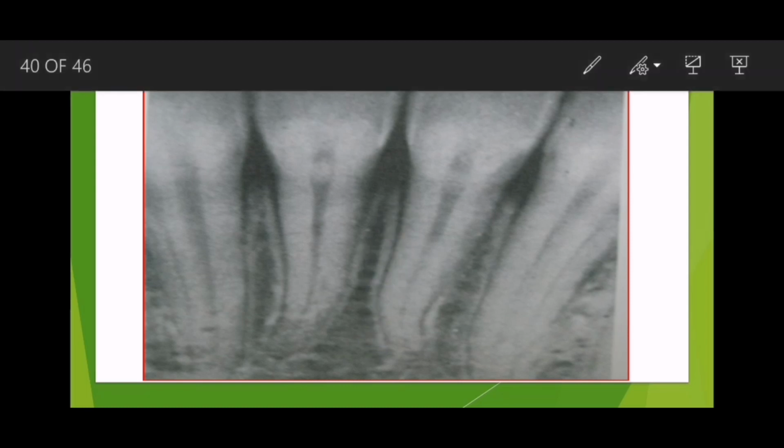And here is a beautiful radiographic image, a periapical radiograph showing the anterior teeth. And here is the alveolar bone. There is the lamina dura, and there is the cortical bone. This is a very beautiful radiographic picture showing the teeth and alveolar bone.